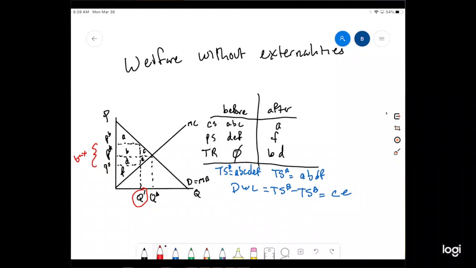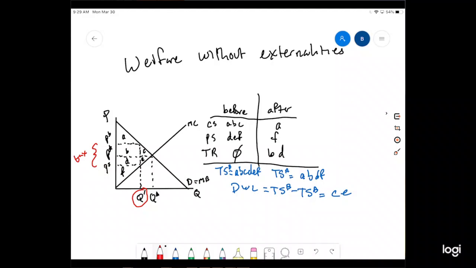After the tax, the consumer surplus is going to be the area A, just A, the area below the demand curve up to the price that buyers are paying. The producer surplus is going to be the area below the price that sellers are receiving down to the marginal cost curve, so that's just F. Remember, after the tax, we're only consuming Q prime. And then the total revenue is going to be the area of the tax, the wedge between PB and PS, all the way up to Q prime, so that's BD.